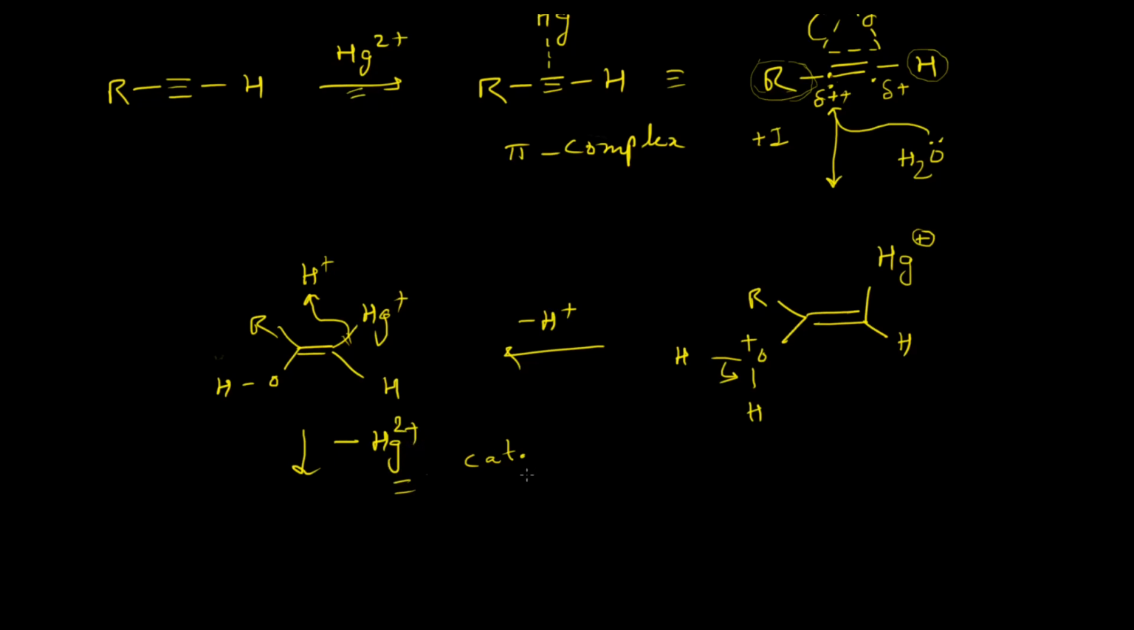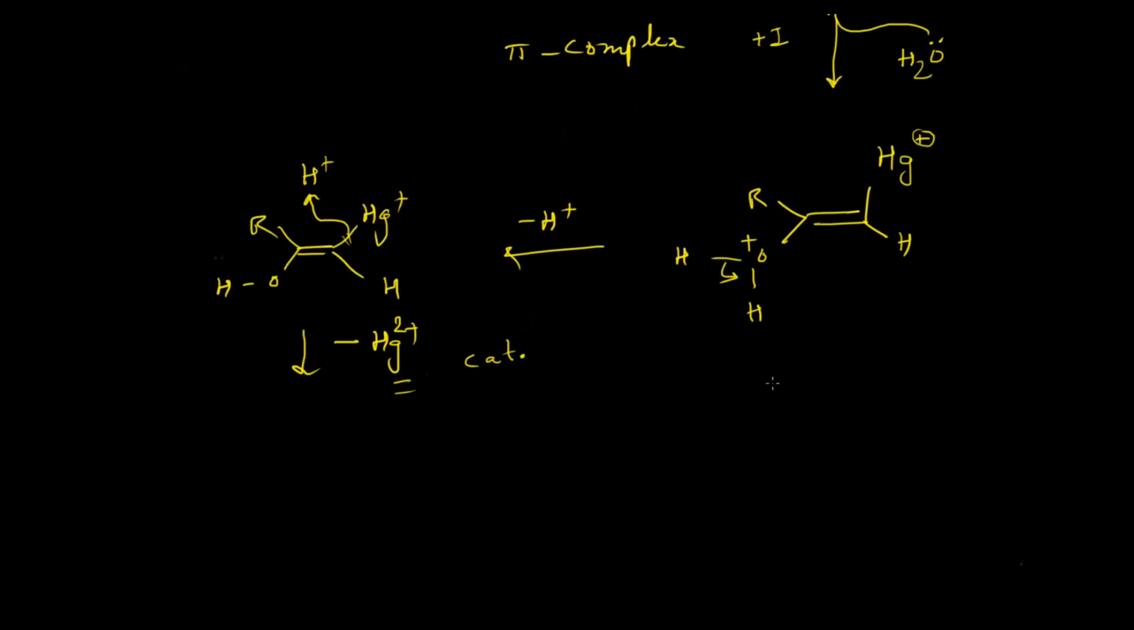So we don't need to put any oxidizing agent to reoxidize the mercury catalytic species, or use the mercuric sulfate in large excess. This is the reason why we have taken mercury 2 plus as a catalyst. So then this enol will form in the reaction mixture, which will eventually undergo tautomerization.